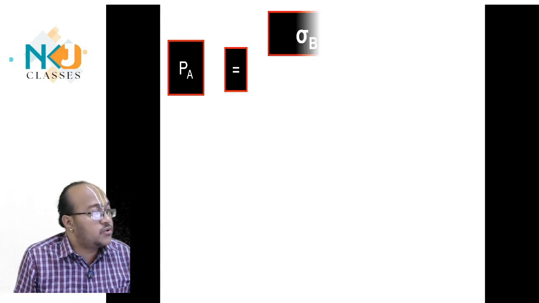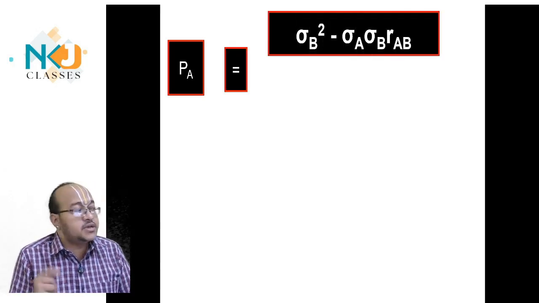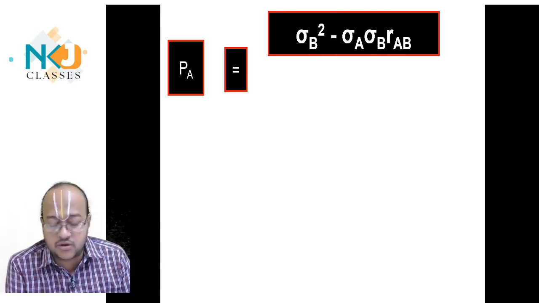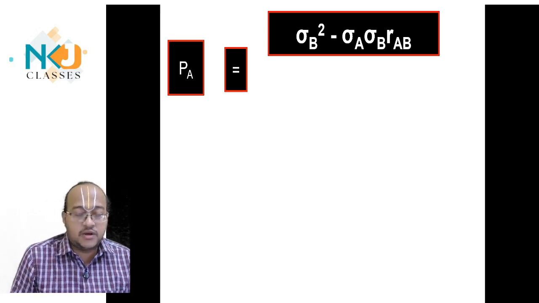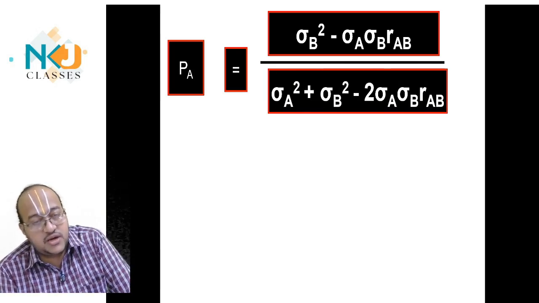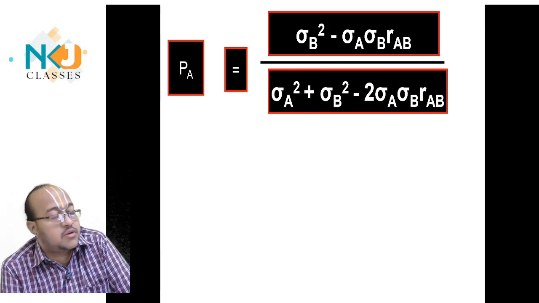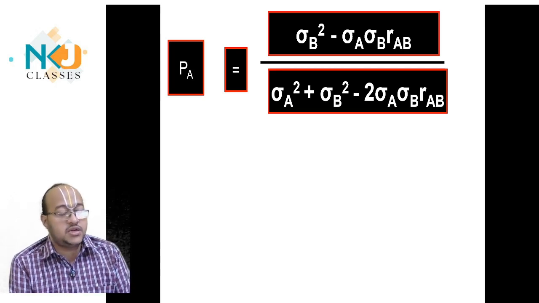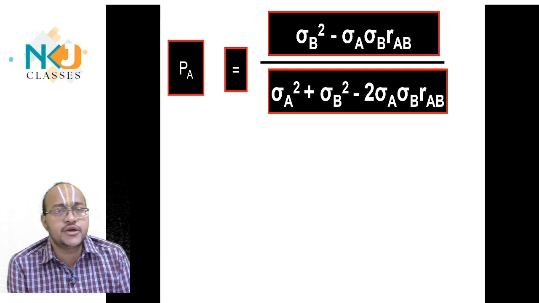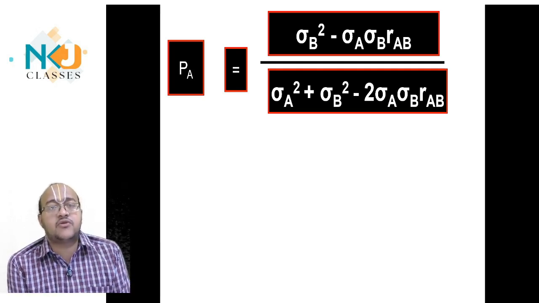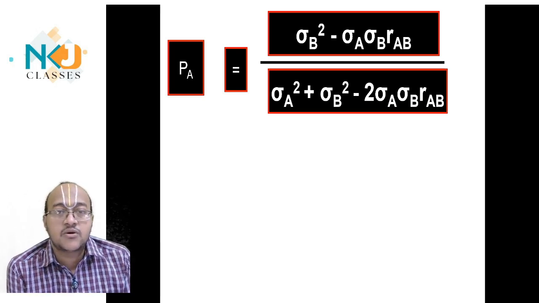Proportion of portfolio A is equal to sigma B square minus sigma A into sigma B into correlation of A and B, the whole divided by sigma A square plus sigma B square minus 2 into sigma A sigma B, correlation of A and B. Are you understanding? This is the proportion in which I can reduce my portfolio risk to a maximum level for a given level of correlation. Are you understanding? Okay.